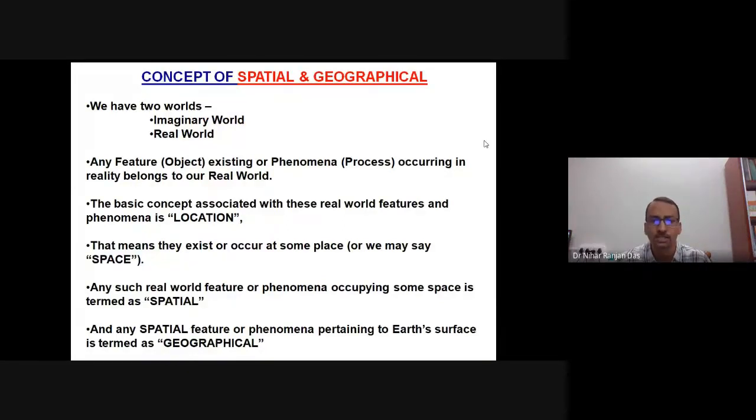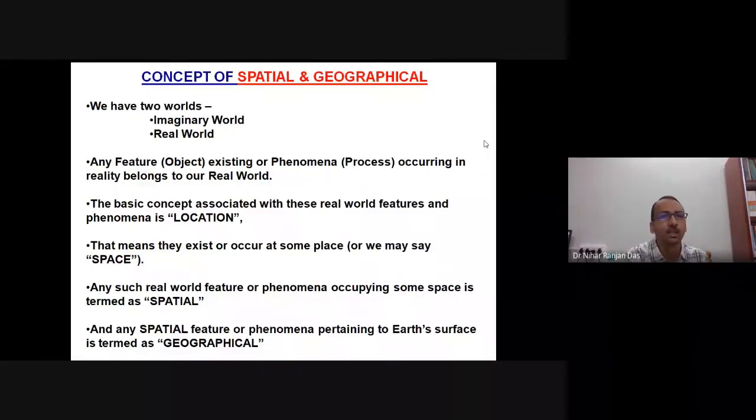The position is described in terms of location. So that means these real world objects and phenomena exist and occur at some place, they occupy some space. From this concept of space, these real world objects and phenomena occupy some space in our reality. They have some location. From this location, position, or space concept, the term spatial has come. So any such real world feature or phenomena occupying some space is termed spatial. The term spatial has come from space.